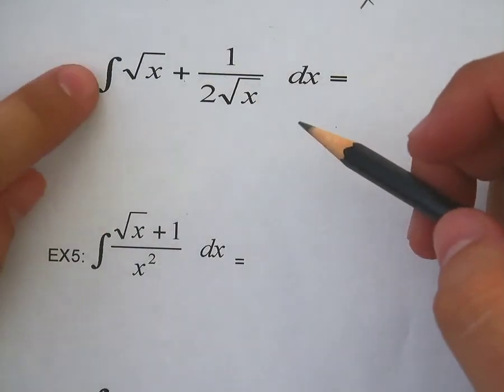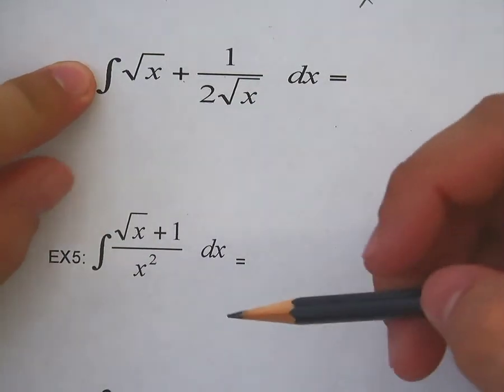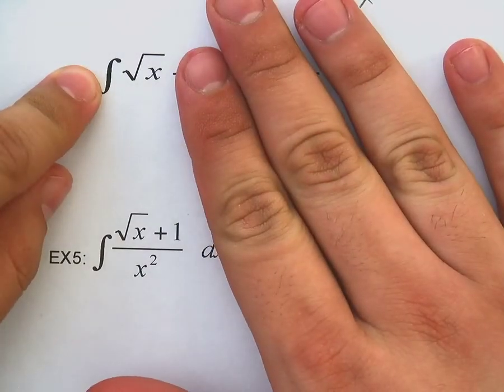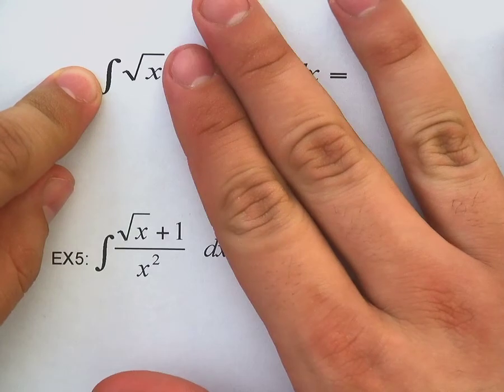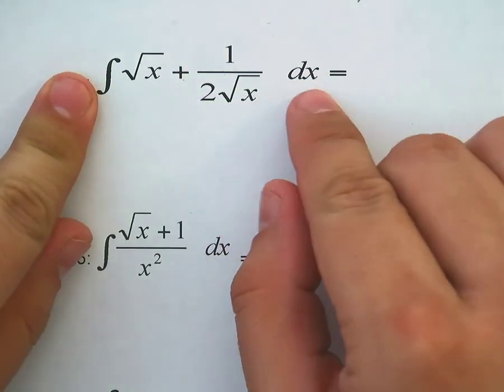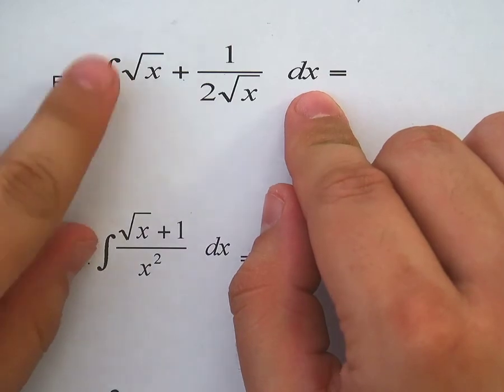Notice where the integral started. I've had questions before as to where does the integral stop? Does it stop here? Because it has a plus sign, so it's got to stop there, right? No, it stops whenever you have your dx. So it's the integral of all of this.